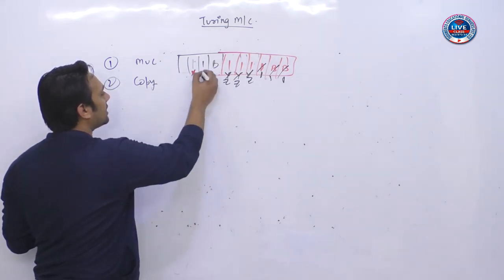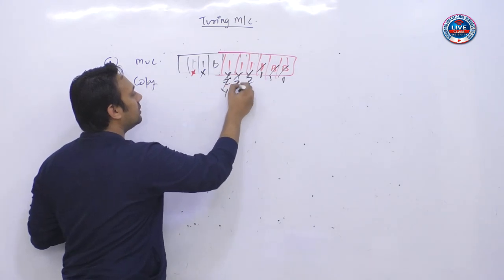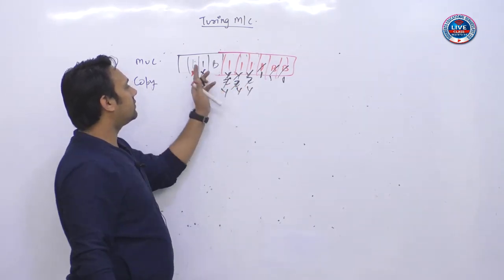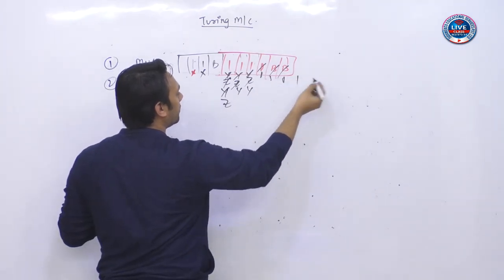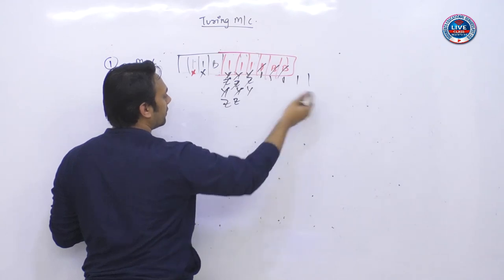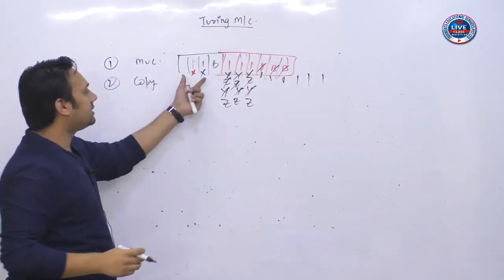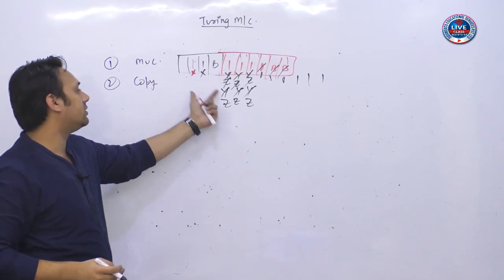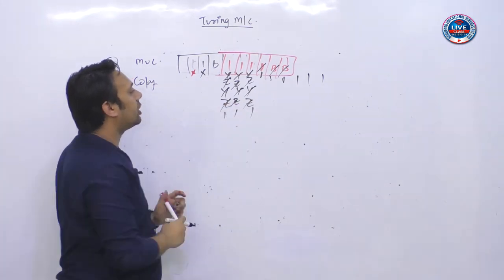Again, come back here, mark the second one as x. Start with the same operation. Mark this one as z, go to right, mark the copy one, mark this y as z, copy one, mark this y as z, copy one. Again check, is there any one left here? There is no one left. So then you can change all of these z as one. Now you can see how many ones are there.